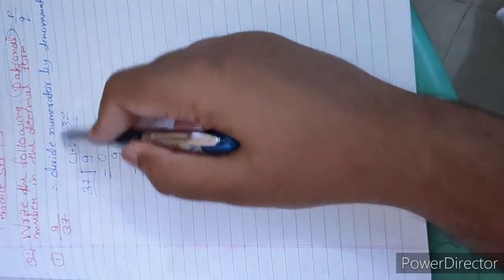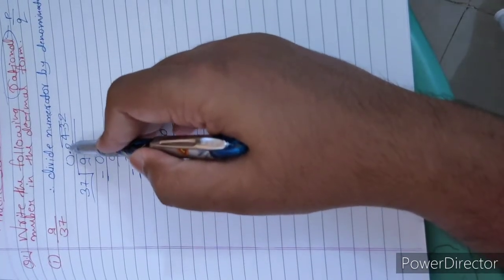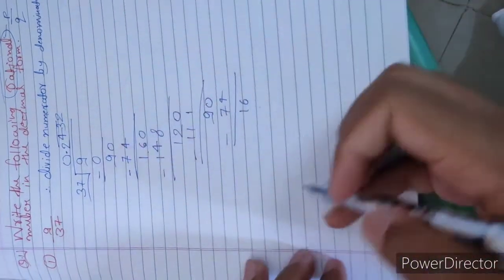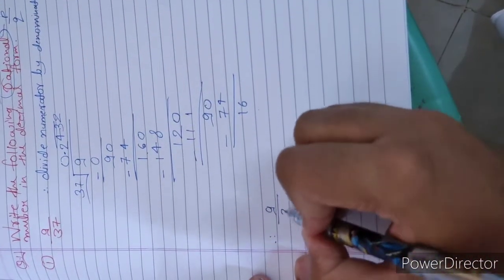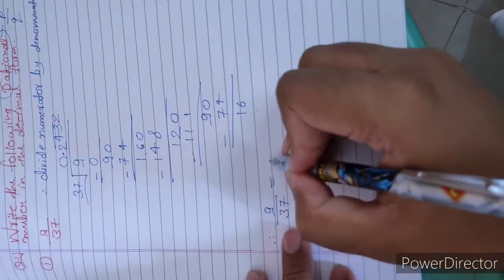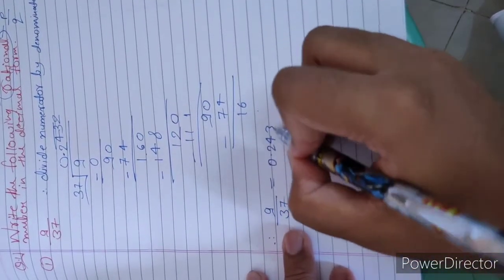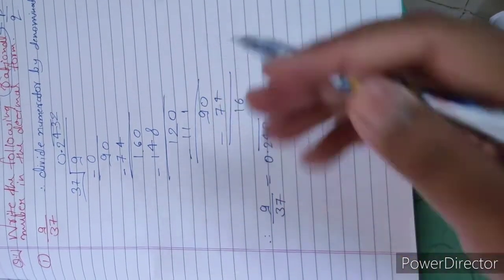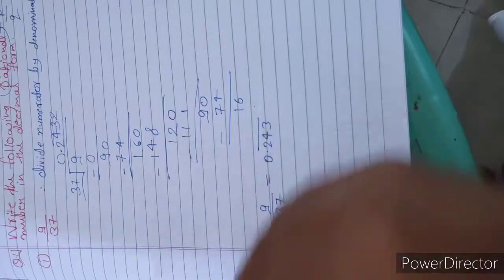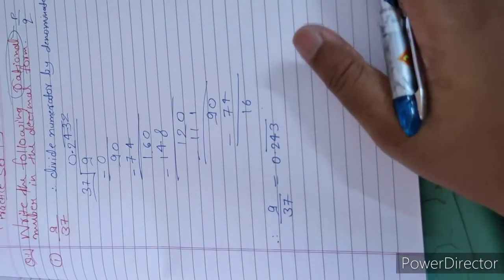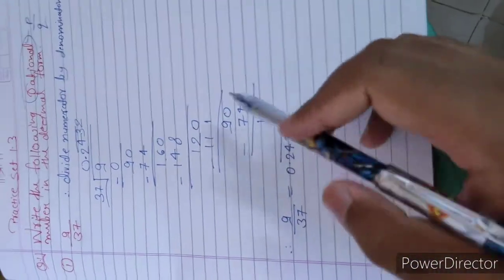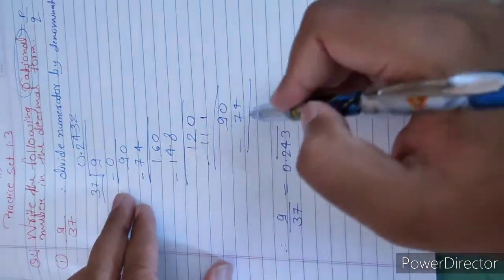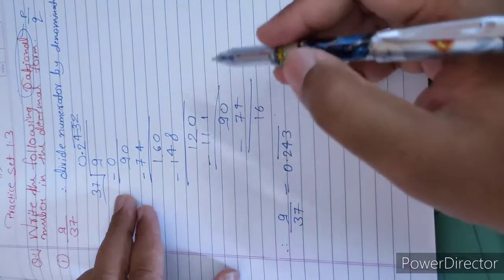So we will put a bar on those digits. For example, 0.243. So we will put the bar on the 243. So we will write 9 by 37 is equal to 0.243 bar. It means that 243 is repeating again and again. It goes on to infinity if we continue. So we will put a bar, and until when do we have to do the calculation? Till we do not get zero.